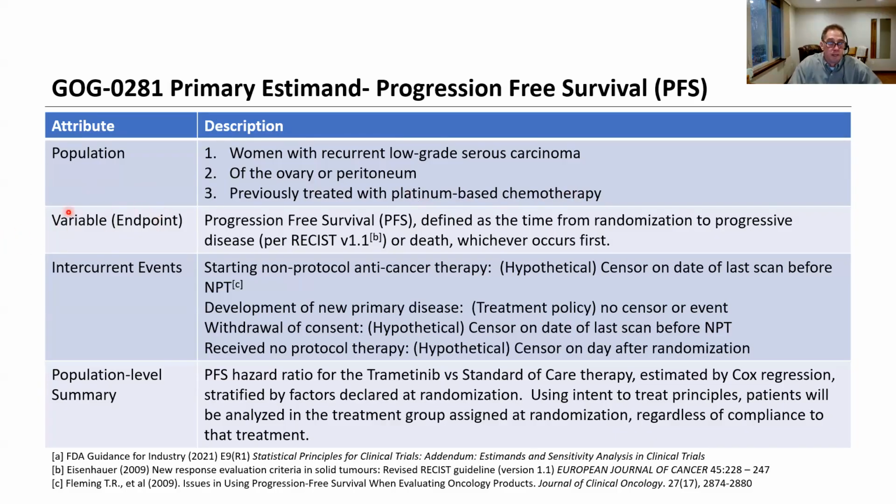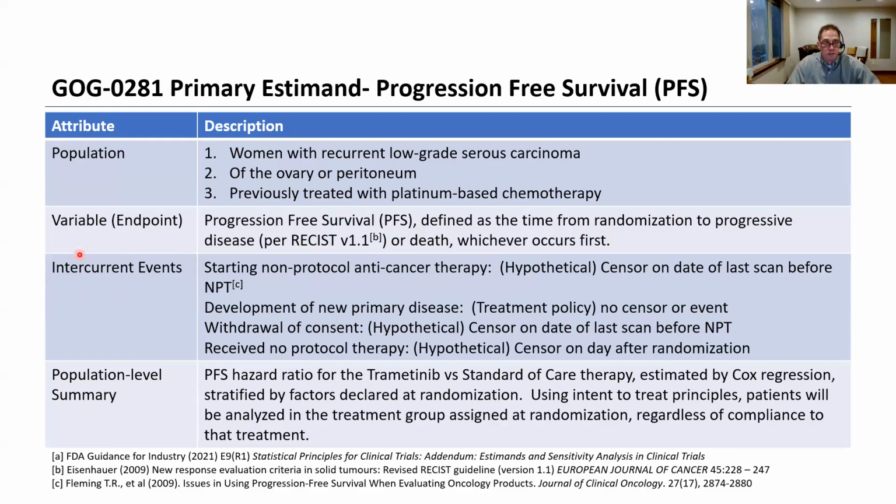The variable or the endpoint here, in my case, is progression-free survival or PFS. It's defined as the time from randomization to progressive disease per RECIST version 1.1, which we'll talk about a little bit later. So time to progression or death, whichever comes first.